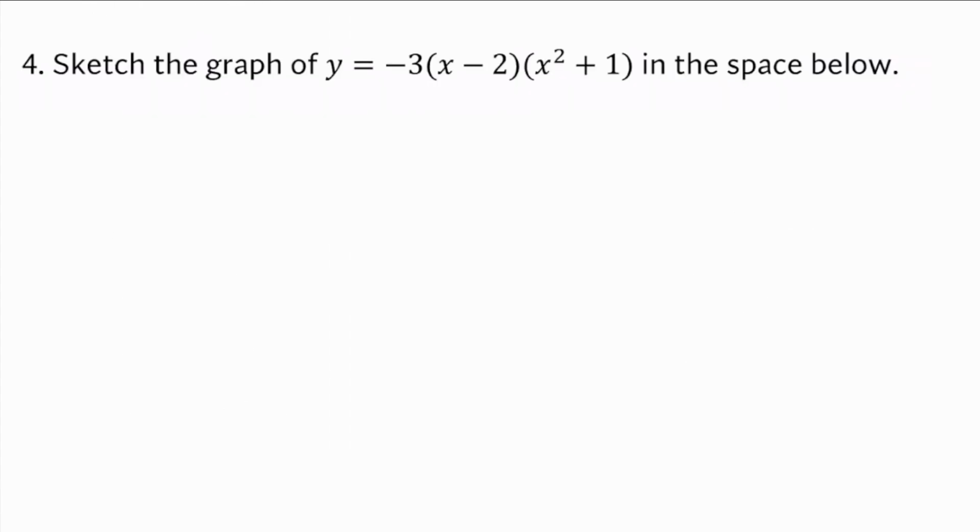Alright, now on the back side, we're just going to sketch some graphs. So this is going to be a third degree polynomial because I've got 1x here and 2 more there. It's going to have a negative leading coefficient because of that negative 3 out front. So degree is 3, leading coefficient is negative. That means the end behavior is going to look like y equals negative x cubed.